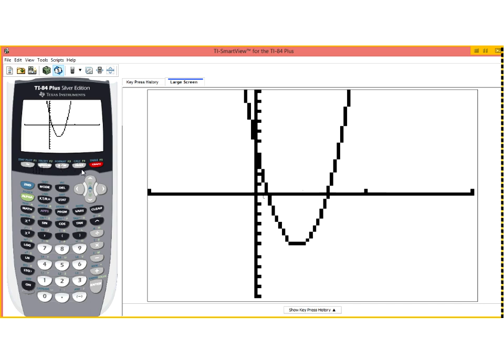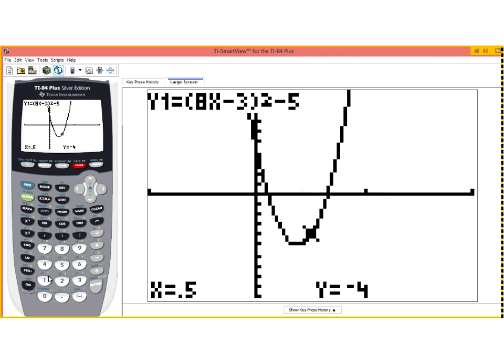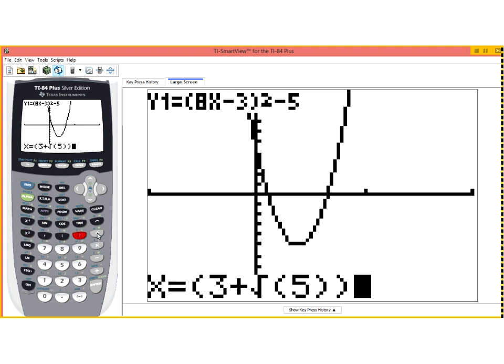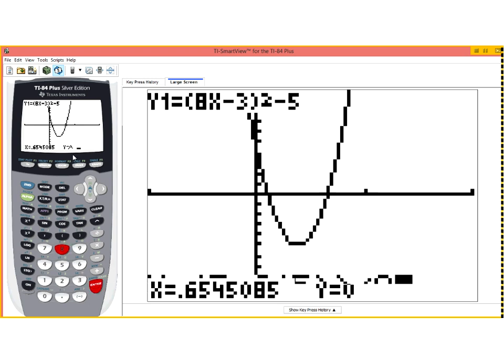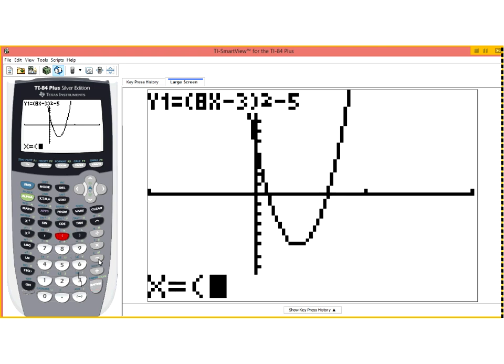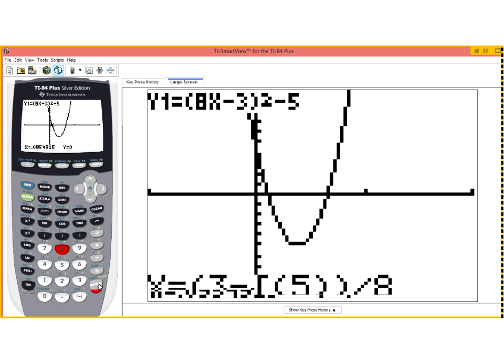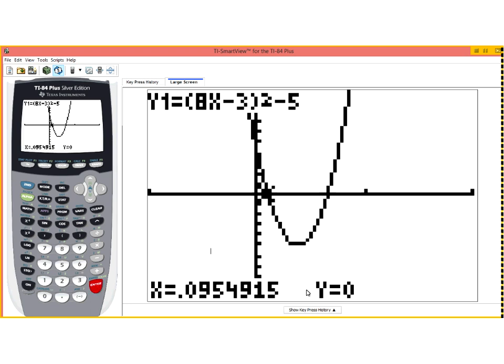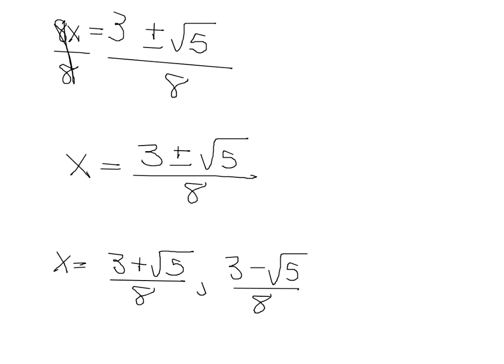Okay, so I have this solution. And then what I'm going to do is hit Trace and type in (3 plus the square root of 5) divided by 8, and hopefully the other side comes up 0. So I verified the 0 for 3 plus the square root of 5 over 8. Now I'm going to test the other one, 3 minus the square root of 5 over 8, and I get the other 0. So it's blinking here on the intercept, and I have y = 0. So I have verified my two solutions.